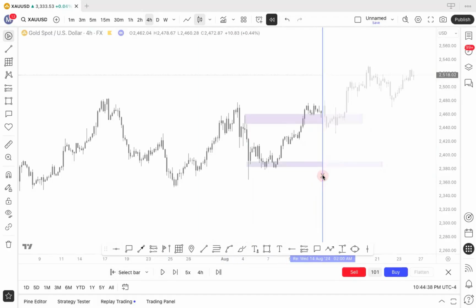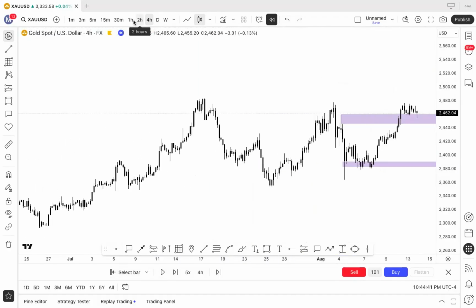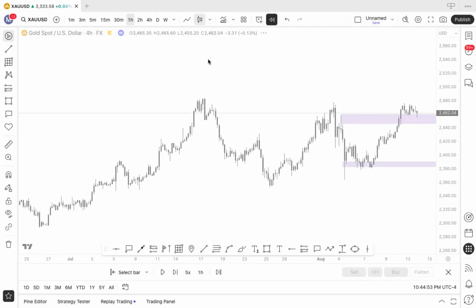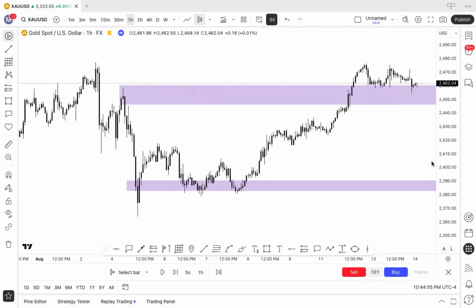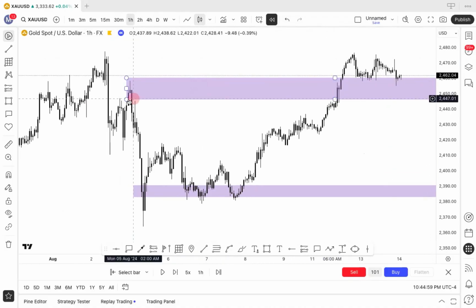Let's just go from here, which is literally going to be your minor zones. When I think about minor zones, I like to think of it as anything from the 1 hour and lower. Major zones, I like to think about them as the 4 hour and anything higher. If we go onto the 1 hour, we can derive minor zones, and minor zones are honestly just going to be your zones in between your zones.